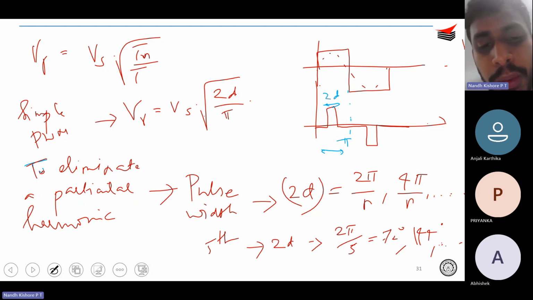If you properly select the pulse width, you can eliminate that particular harmonic without even needing a filter. Because generally if you see power converters, the size of the power converter will be taken up by the filter alone. So to eliminate a particular harmonic, if you use a particular pulse width, that harmonic gets eliminated without requiring a filter. That's the advantage of simple PWM.